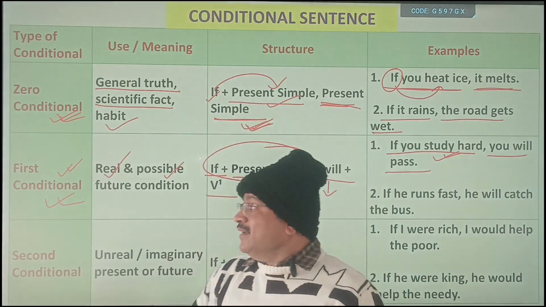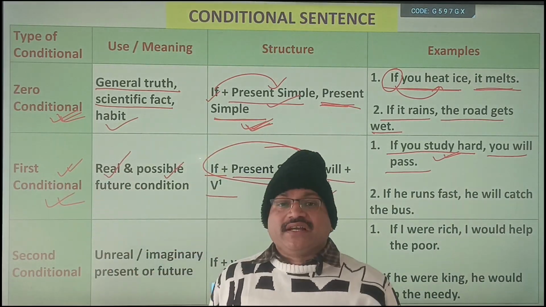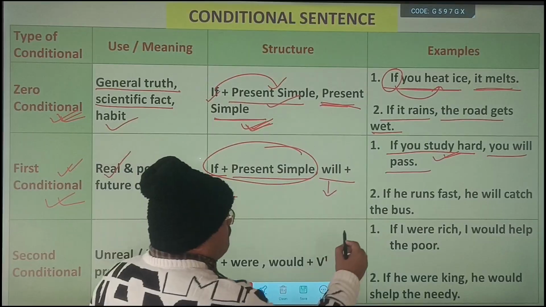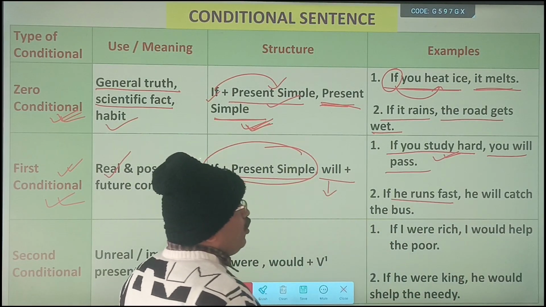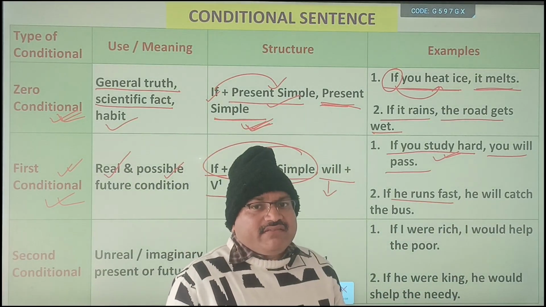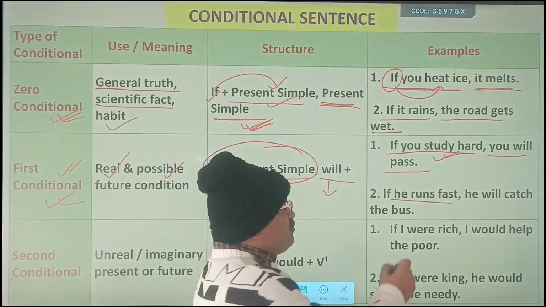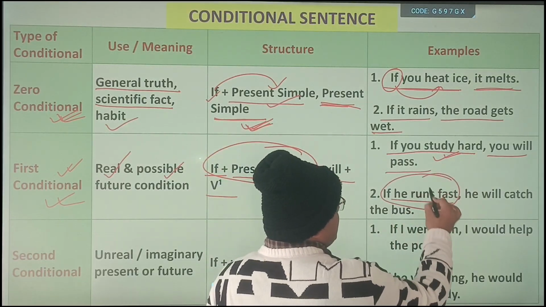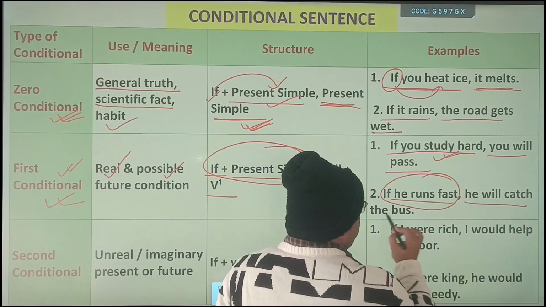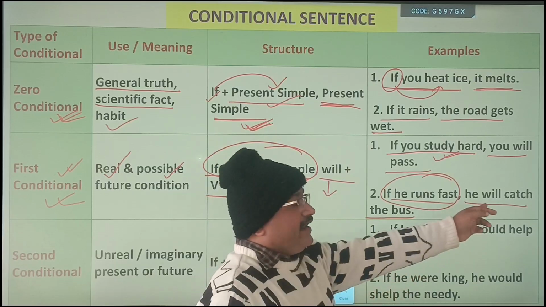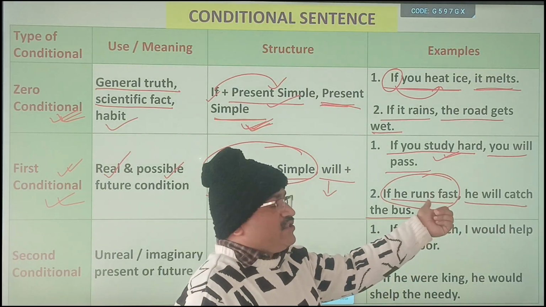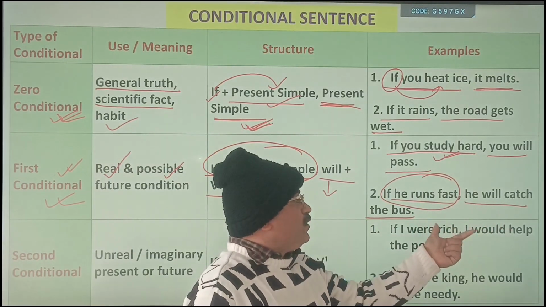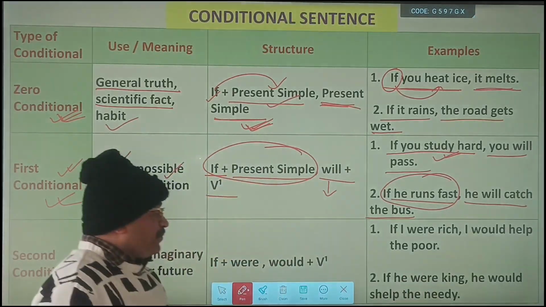And this is called what? First conditional sentence. If he runs fast, he will catch the bus. Yes, realistic. So the first part is in what? Simple present tense, and the main clause is what? In future tense. So the if clause is in simple present and the main clause is in future tense.